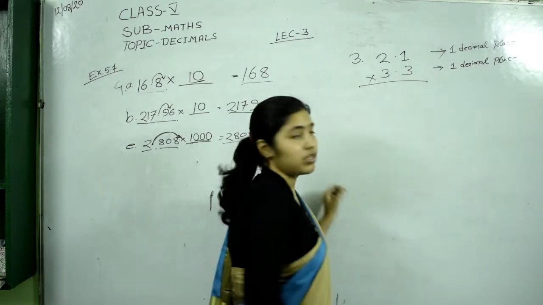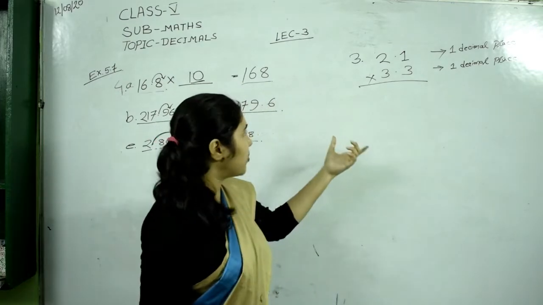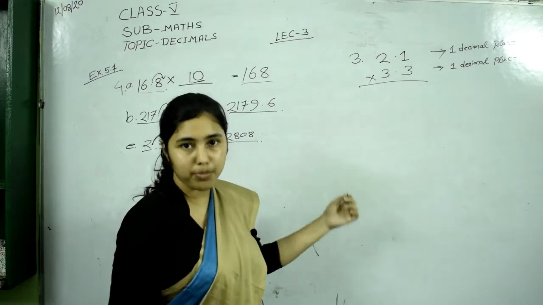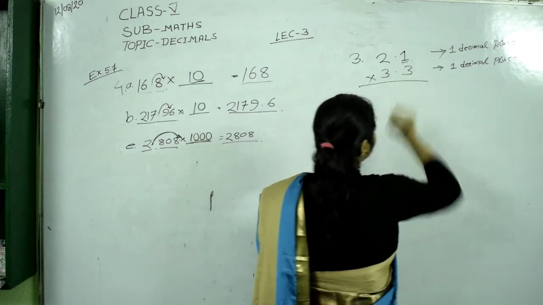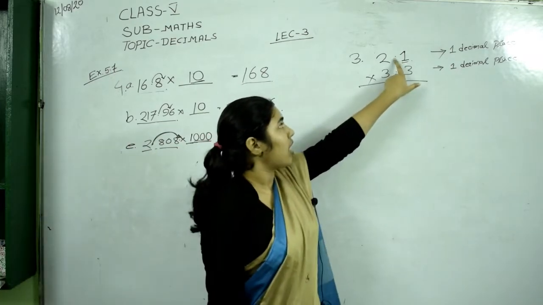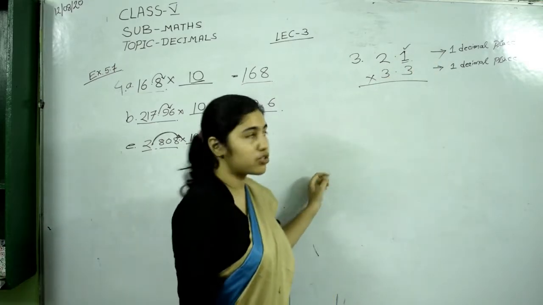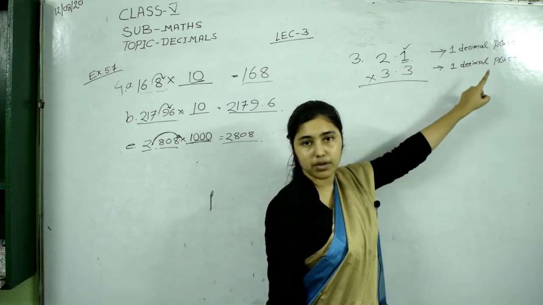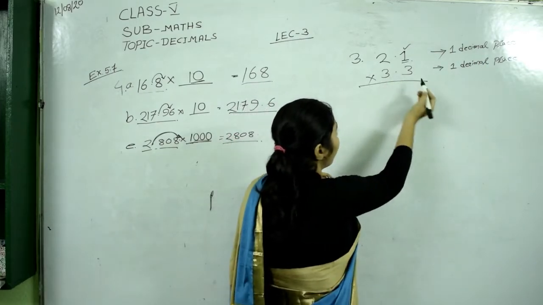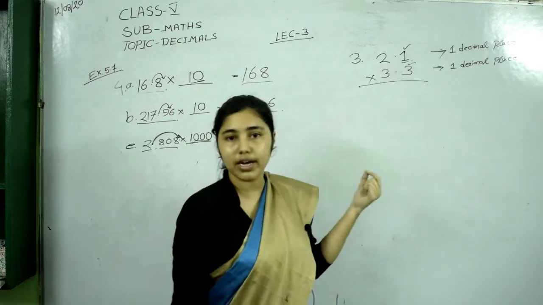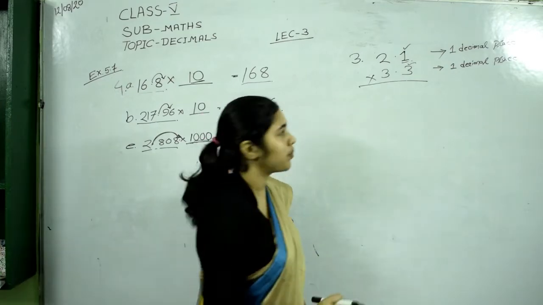Now you know what a decimal place is? The number of digits after the decimal point are known as decimal place or decimal places. So here after this decimal point we have only 1 digit. That's why it has 1 decimal place. And in this number also, after this decimal point, we have only 1 digit. That's why this number also has 1 decimal place.